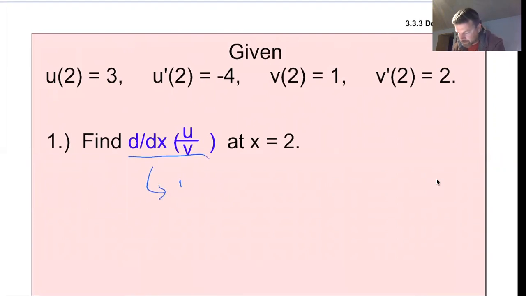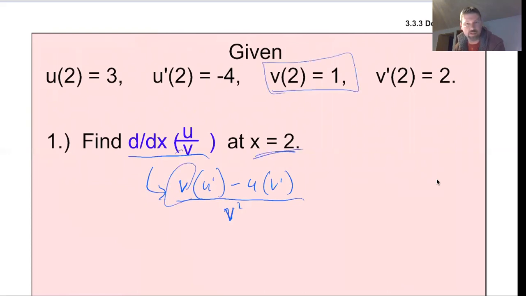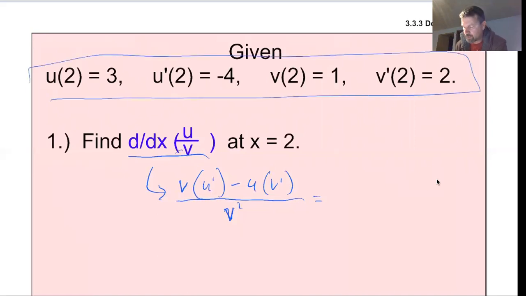Low d high, so low is v, d high, u prime, minus high d low, u times v prime, all over low squared, v squared. And they gave me all the things I needed. V at 2, well, that's just right here. At 2, v is equal to 1. U prime at 2, that's just here. U prime at 2 is -4, and I can just plug in the things I need. So the derivative at 2, even though I don't know what the functions are, I can find the derivative at 2 because I'm given all of this information.